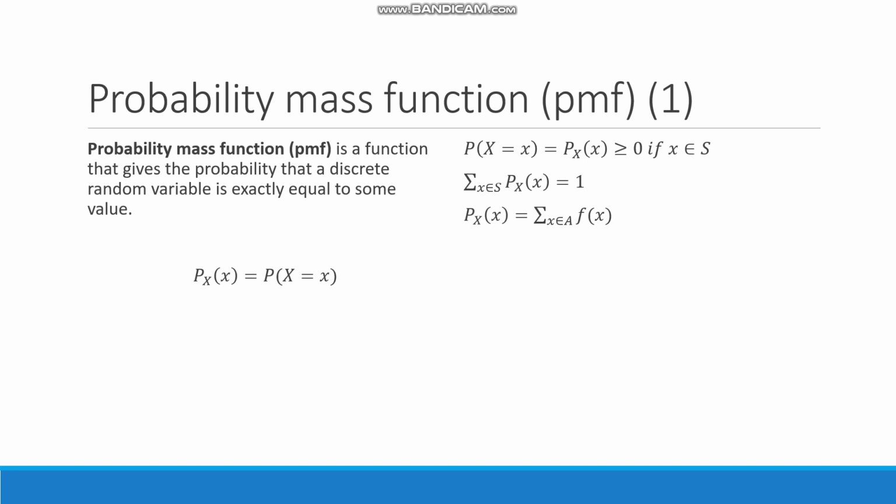All probabilities are greater than or equal to 0. If you add up the probabilities for all of the possible x values in the sample space S, then the sum must be equal to 1. Individual probability is found by the sum of probabilities of x values in the event A. Any event in the distribution has probability of happening between 0 and 1.